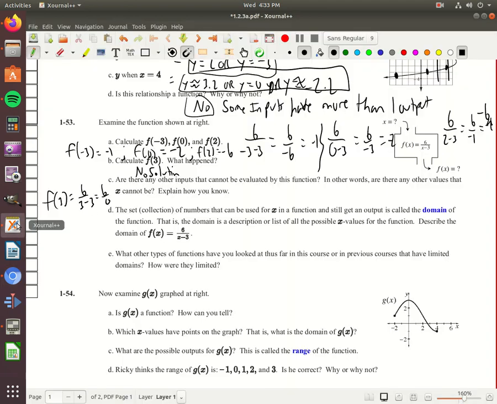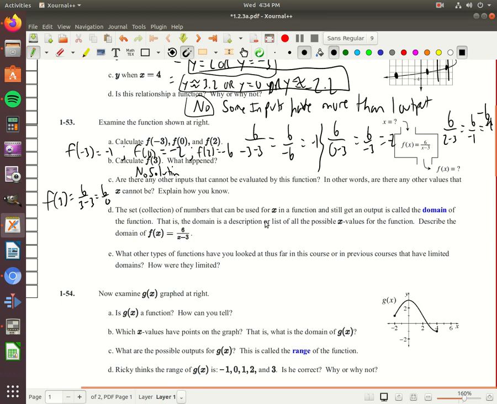So my domain in this question is all numbers but 0. My range of this equation is all numbers. I'm sorry. My domain is all numbers but 3. My range is all numbers but 0. I know I'm kind of going off track here, a little bit more above and beyond what is being asked here, but I really want you to see what's going on with that domain.